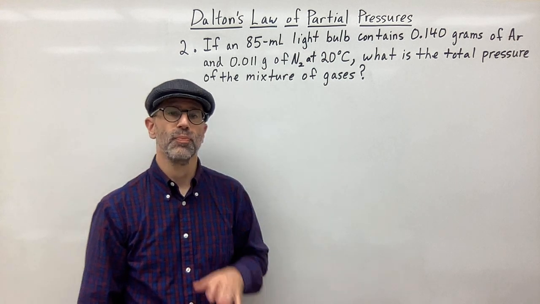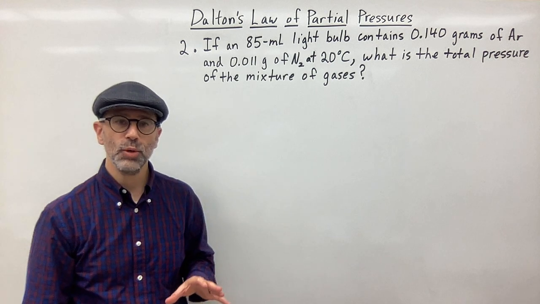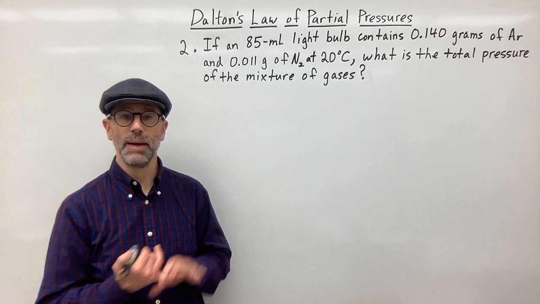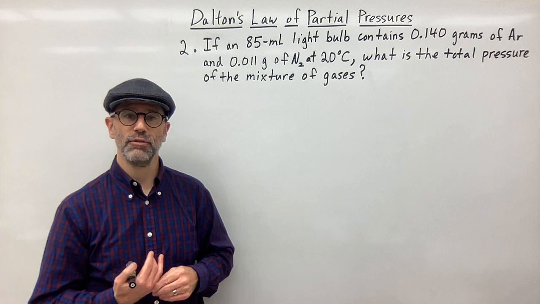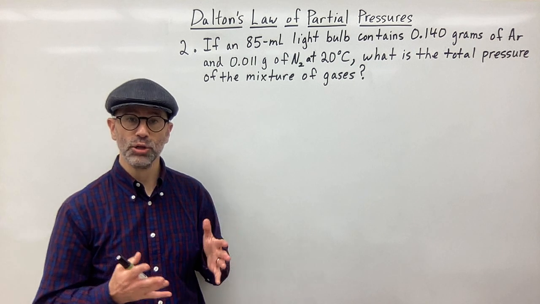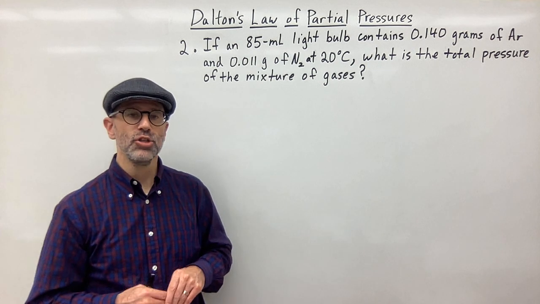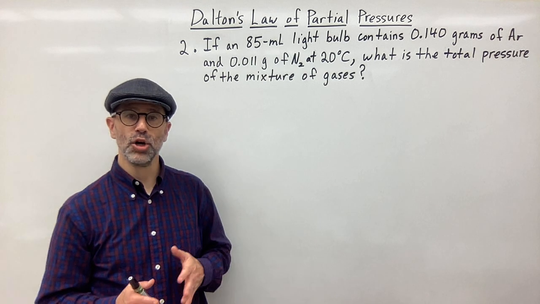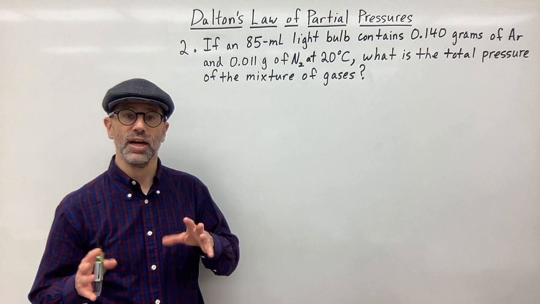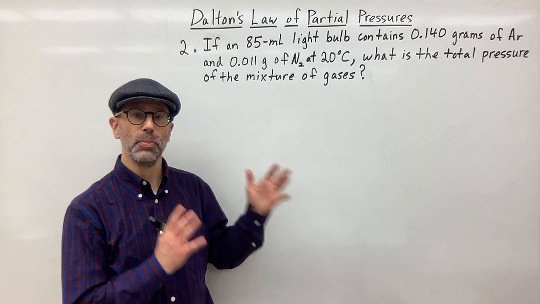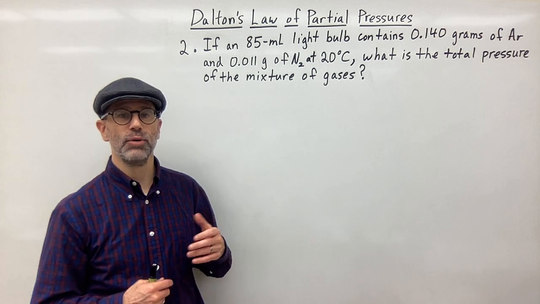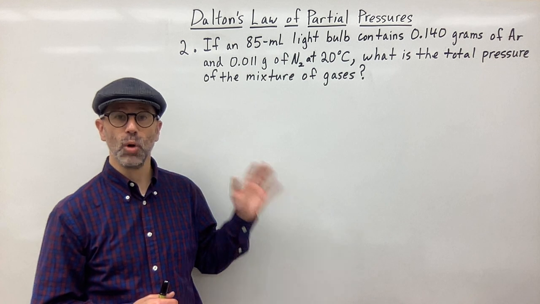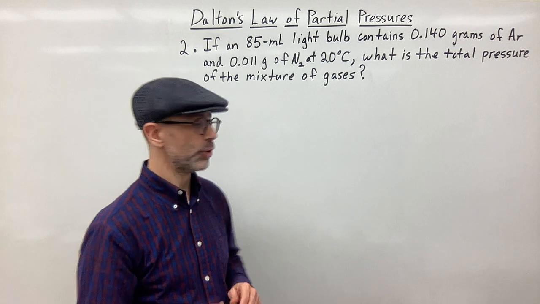Okay, so in this problem, we want to find pressure. We're given temperature, we're given an amount of gas, and we're given the volume as well, the volume of the light bulb. So this means that we can use the ideal gas law to convert the amount of gas into pressure. But in order to do that, we're going to have to convert the grams into moles. So that's the first thing we want to do.